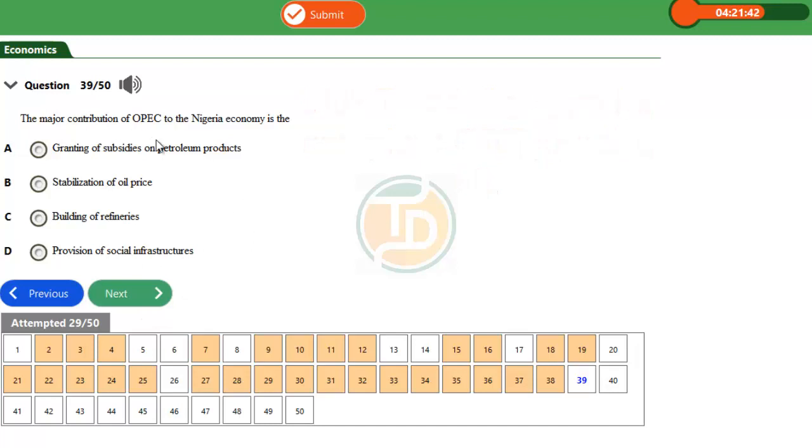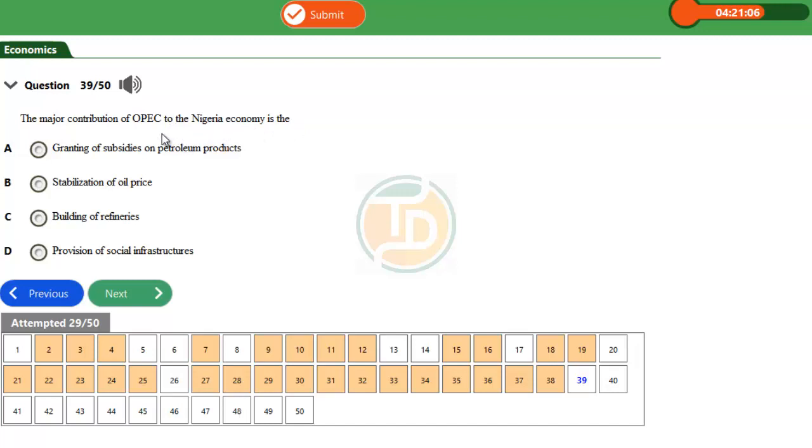This topic can be seen in petroleum and the Nigerian economy, and it can also be seen in international economic organizations, where we have OPEC in it. The full meaning of OPEC is Organization of Petroleum Exporting Countries, of which Nigeria is a member.